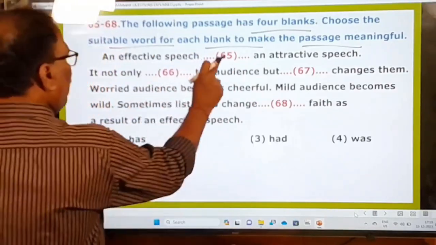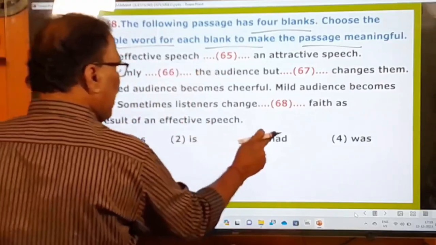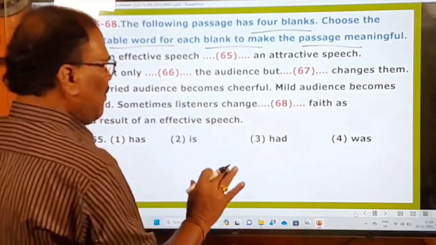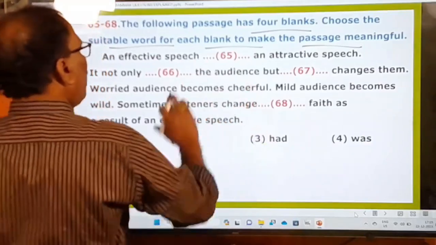Okay, 65th blank is there. Has, is, had, was. These are the four words given, four options given. Out of these four options, we have to fill in the blank.